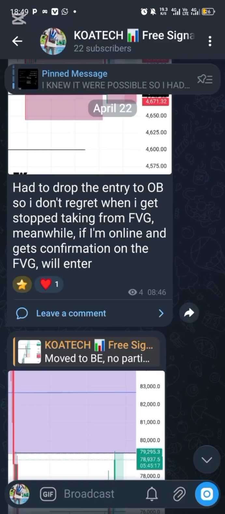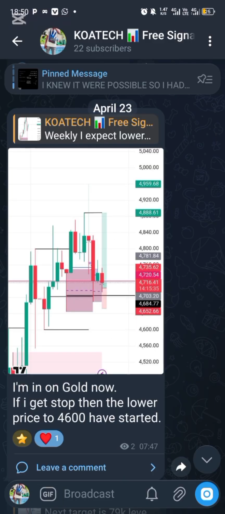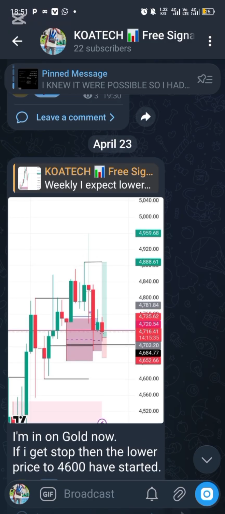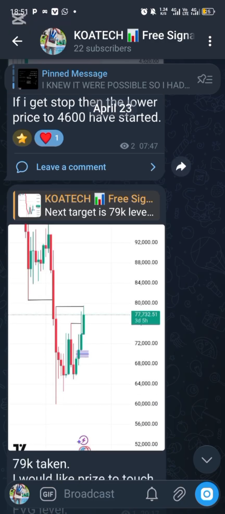Alright, so this was when it was coming down, and I said I am in on gold now. If I get stopped, then the lower price to 4,600 has started. Now this was a target I had on daily, that if price should take me out, then I'll be expecting price to go down to 4,006.